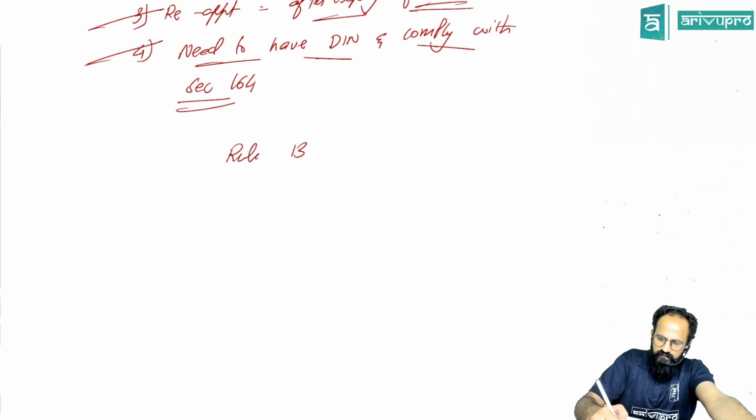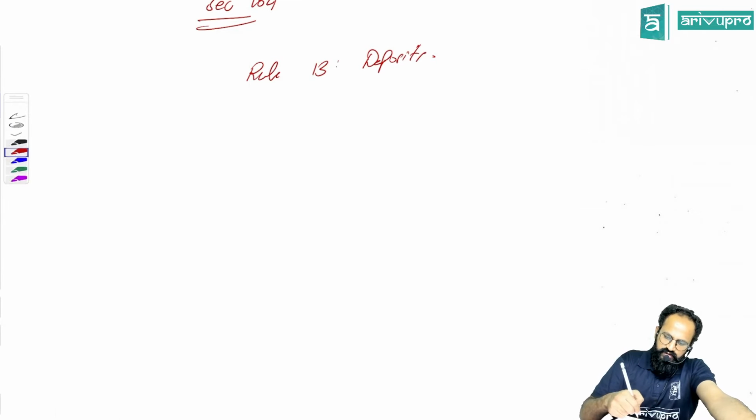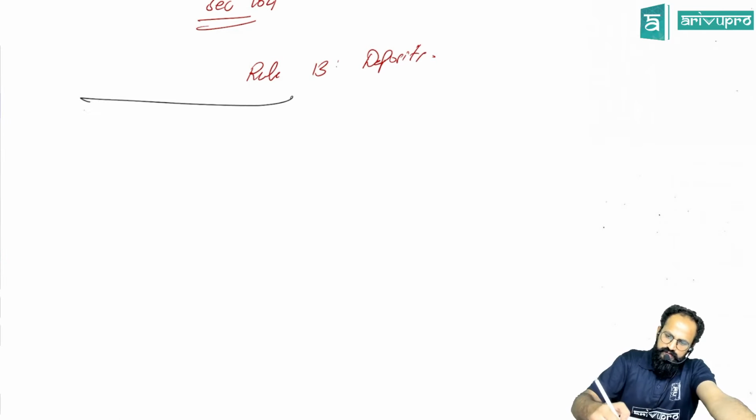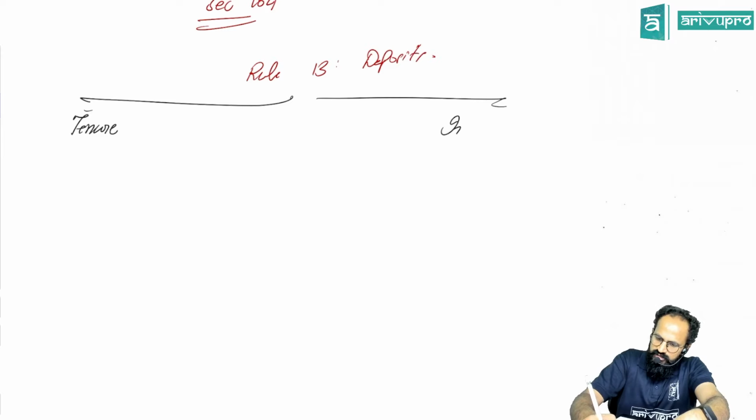Rule 13 talks about deposits. Under deposits, write down two things. One, what can be the tenure of the deposit you can accept? Next one is interest you can pay.